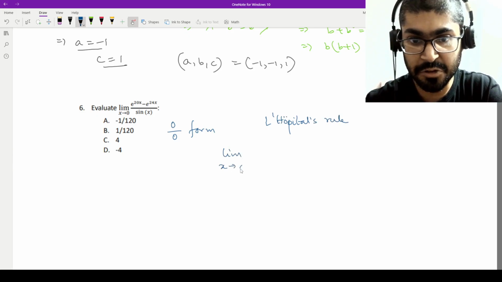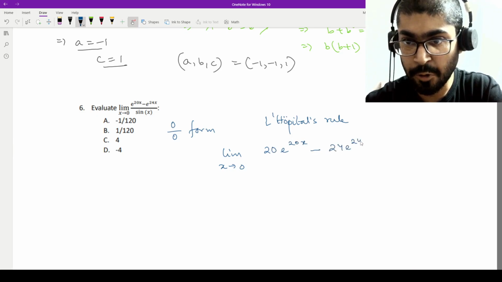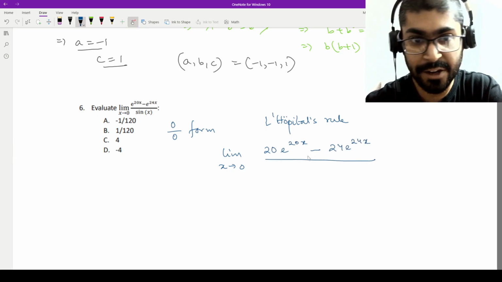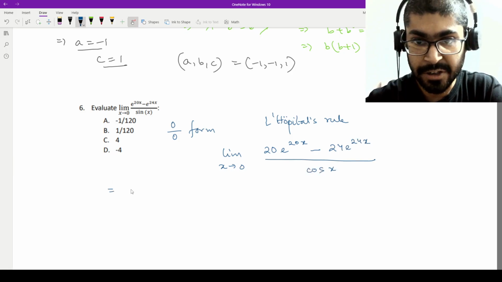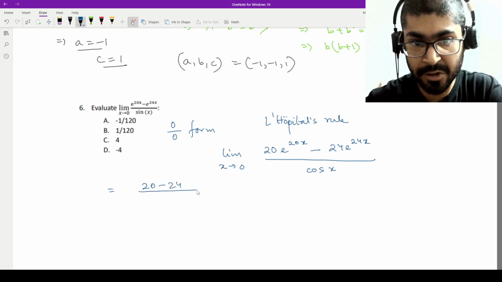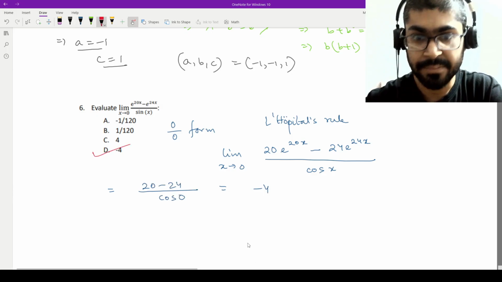So limit x tends to 0. You have derivative of e to the power 20x will be 20 e to the power 20x minus 24 e to the power 24x, and then you can divide it by sin x. The derivative of sin x is cos x. So put 0, you will get 20 minus 24 by cos 0. Cos 0 is 1, so this is minus 4, and the correct answer will be option D.